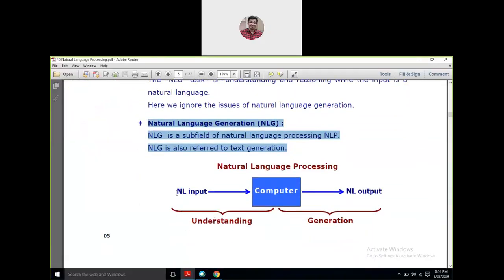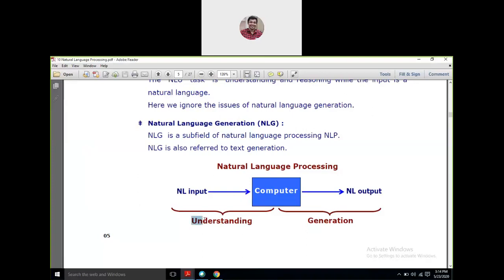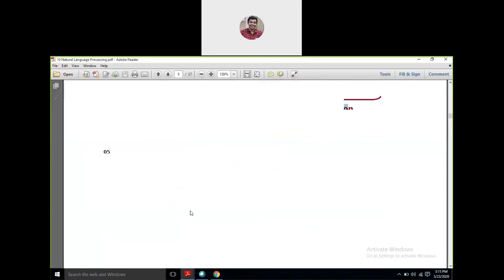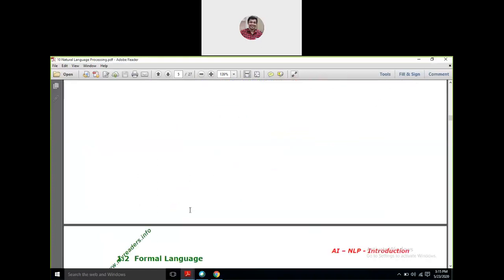So in this case, you have an input in the form of natural language, and you expect natural language output also in the case of natural language generation. And this overall process we call natural language processing, which comprises the understanding as well as the generation part. Now comes these symbols we have gone through.